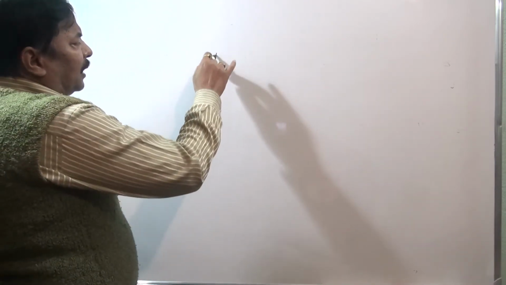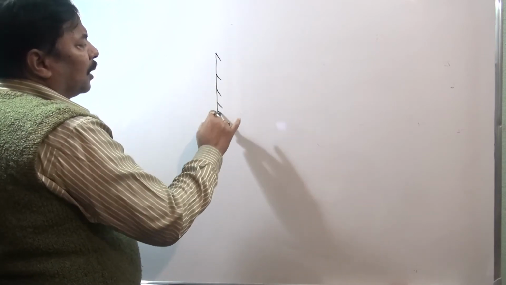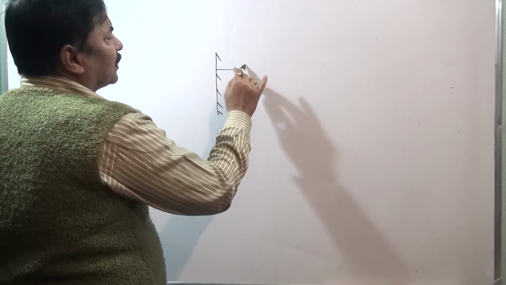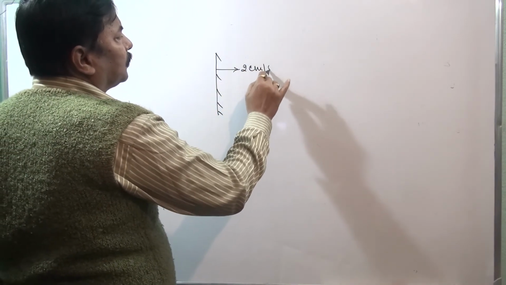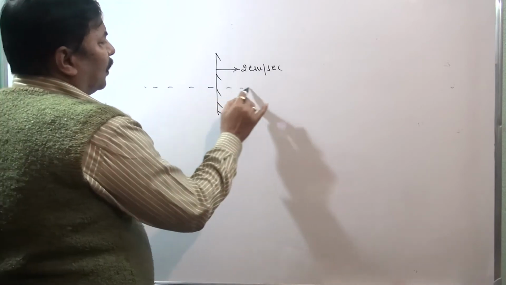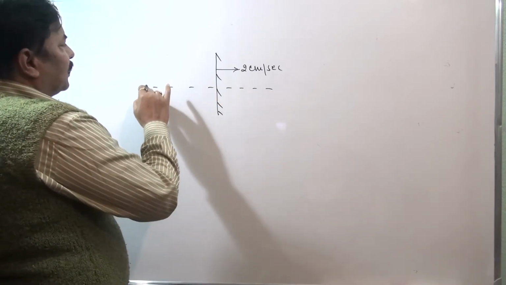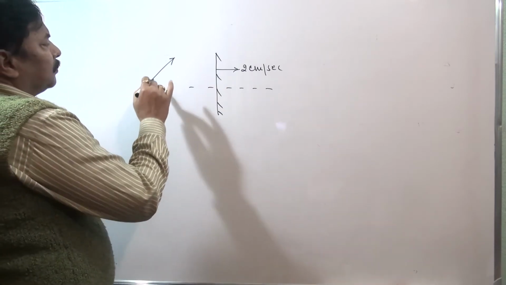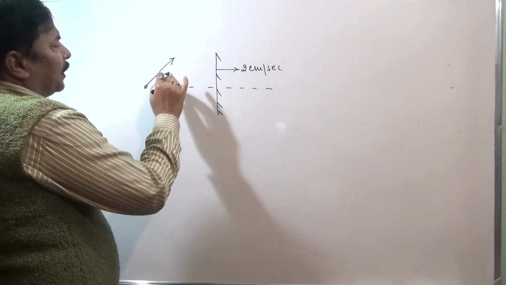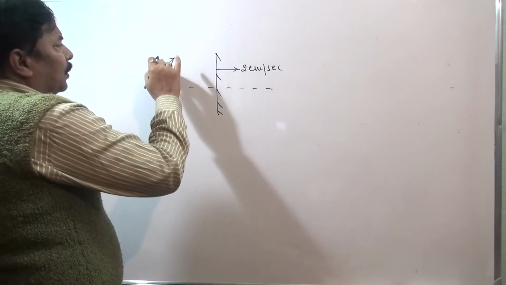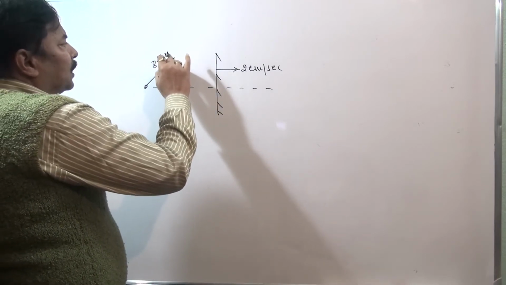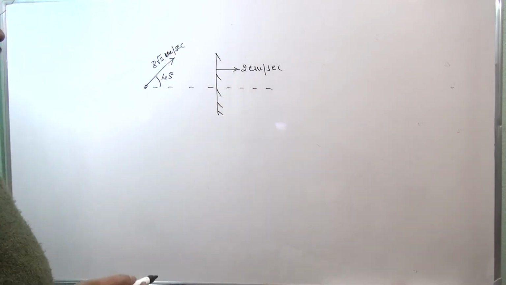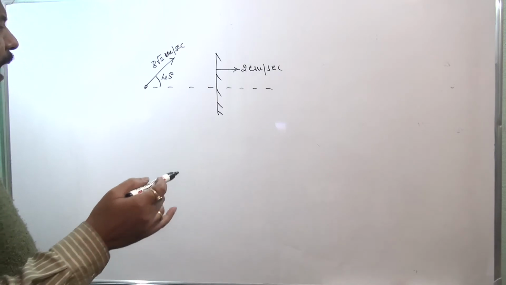Suppose that here is a plane mirror and this plane mirror is moving in this direction with 2 centimeter per second, and on this axis there is an object moving at 45 degrees with 8 root 2 centimeter per second, and the questions generally being asked are as follows.